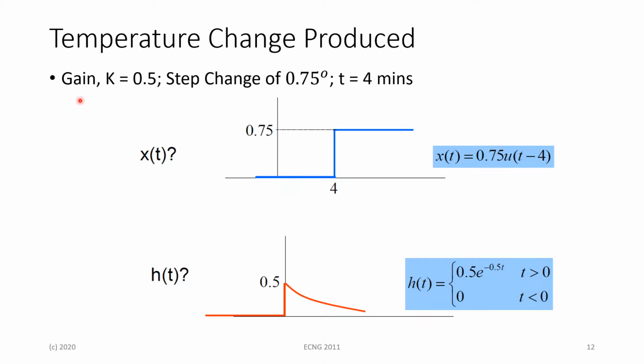So for the second part of the question, we have our gain equal to k equals 0.5. We have the step change of 0.75 degrees representing our x of t signal, and the time at which it occurs being t equals 4 minutes.